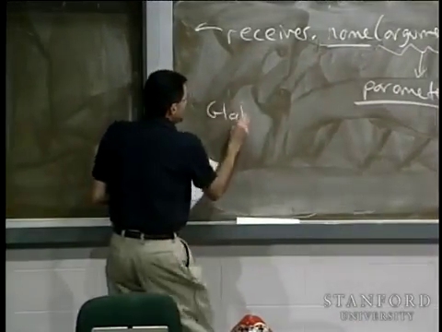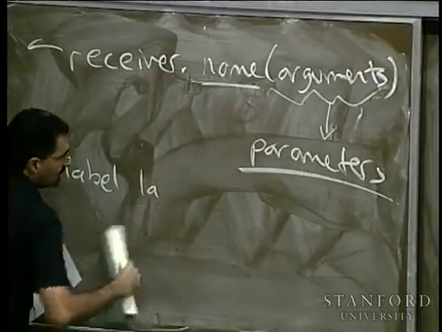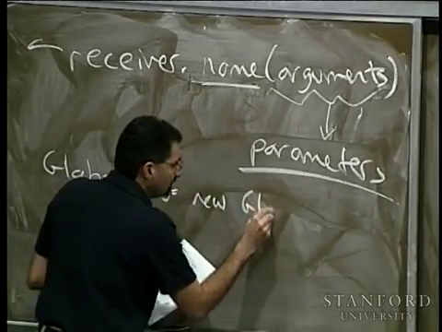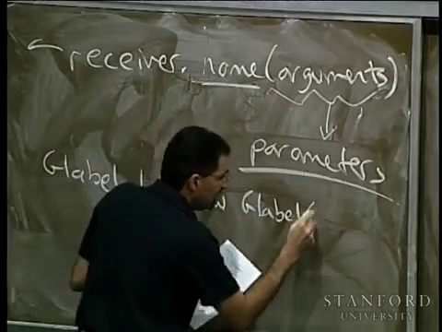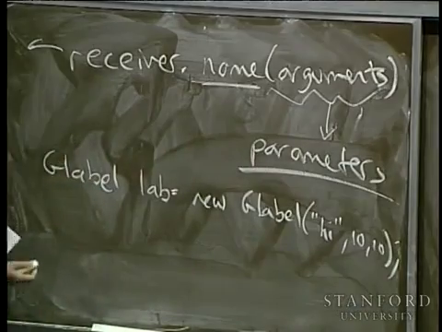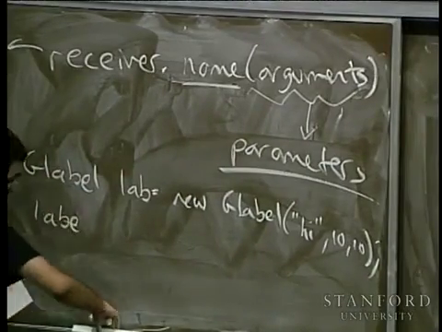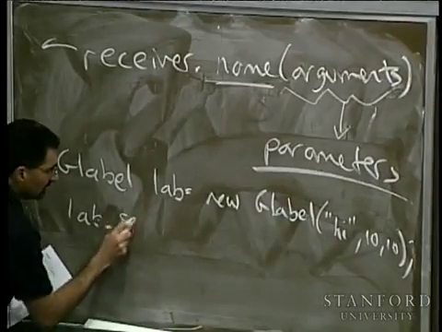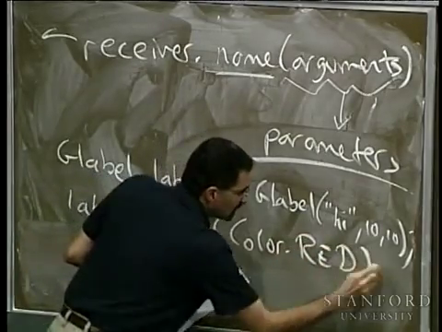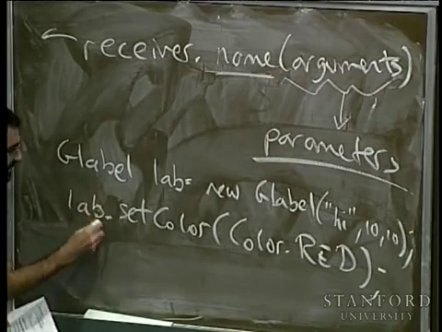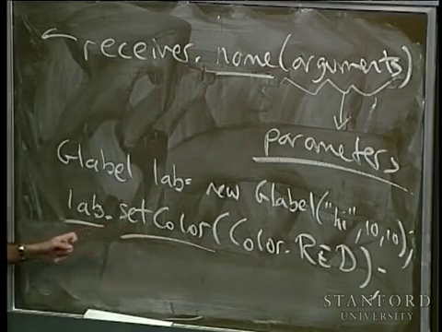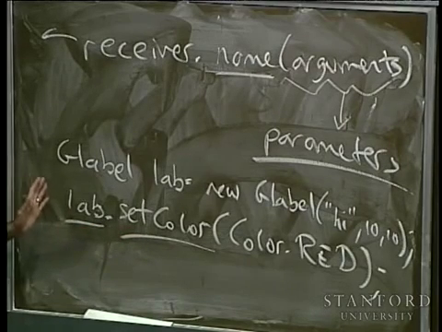So if we have our friend GLabel, and I declare, let's say, I'll just call this lab to make it short, which is short for label, and I ask for a new GLabel, and I'm just going to give it the words "hi" at location 10, 10, just to keep it short and fit it on the board. And then I set its color by saying lab.setColor(Color.red). Okay? So when I've done that, lab is the receiver. The method name is setColor. And alternatively, I would say that I'm sending the setColor message to lab. That's just terminology that we use.